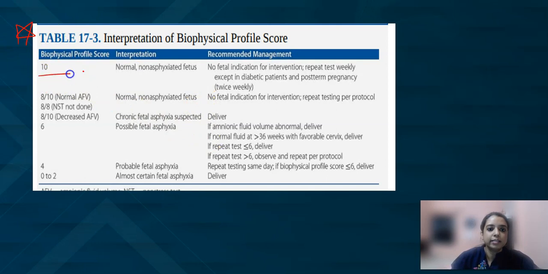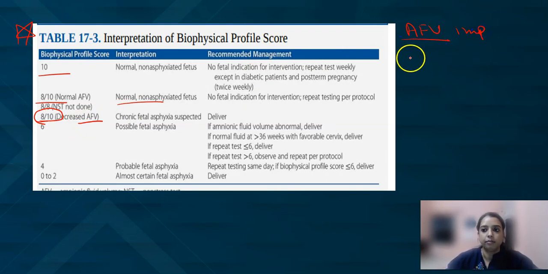If the score is 10, good, you have to do nothing. If the score is 8 by 10, then also it is normal, not a problem. Problem arises when the score is 8 by 10, but the variable which is causing this low score is the amniotic fluid volume. So amniotic fluid volume is a very important variable in the biophysical profile. If the score is 8 by 10 but your amniotic fluid is normal, no problem. But the same 8 by 10 score with low amniotic fluid is a case of chronic fetal asphyxia. You have to deliver the baby.